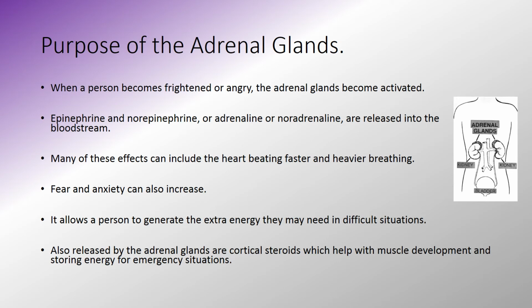Now, the adrenal glands. The adrenal glands become activated when a person becomes frightened or angry. Epinephrine and norepinephrine, or adrenaline and noradrenaline, are released into the bloodstream. And some of the effects of this are, you'll probably notice when you're scared or upset or angry, your heart sometimes beats faster, or you'll have heavier breathing. So fear and anxiety can also increase these as well. It also allows a person to generate the extra energy they may need in difficult situations.